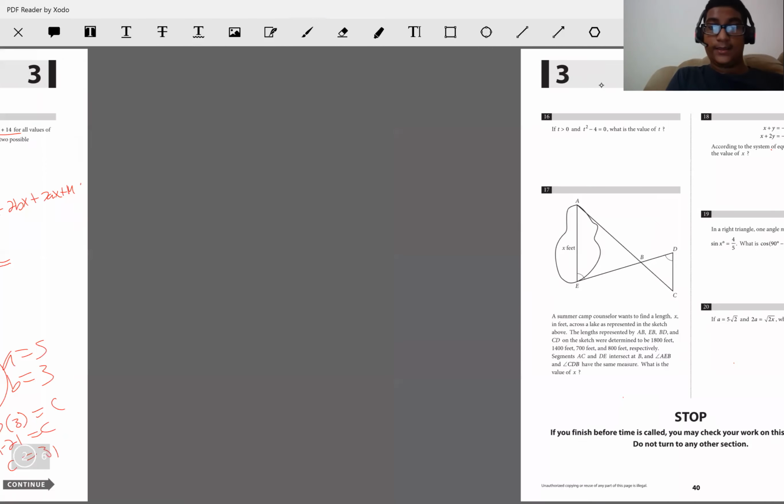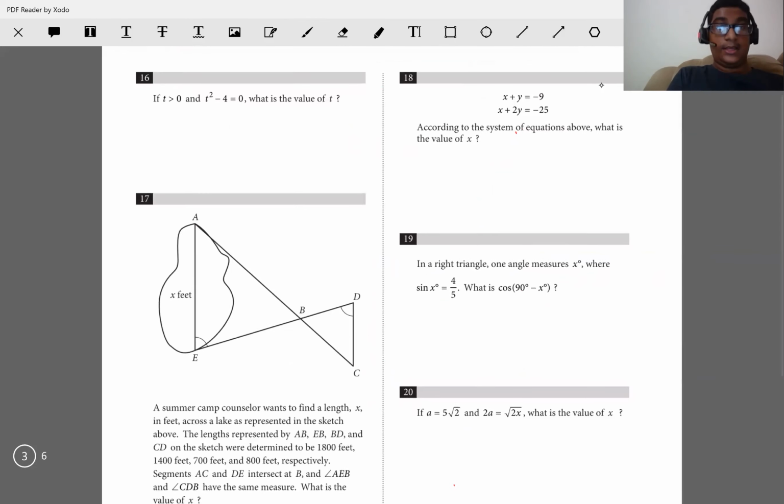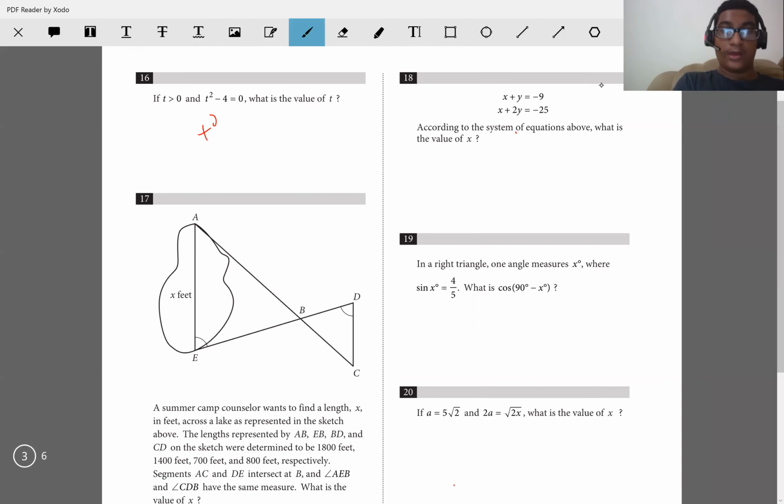Now let's go into some of the good questions for section 3. Number 16. If t is greater than 0 and t squared minus 4 equals 0, what is the value of t? Here, t squared minus 4 equals 0, so t squared equals 4. I added 4 to both sides and square rooted both sides. t equals plus or minus 2. But since I know t has to be greater than 0, it has to be plus 2. So the answer is 2.